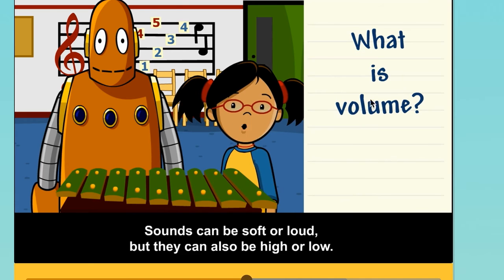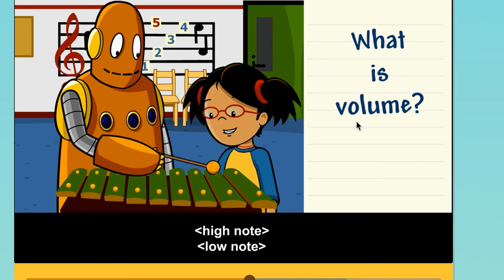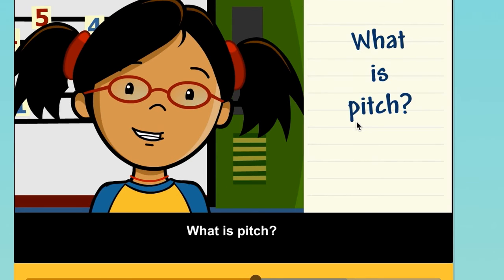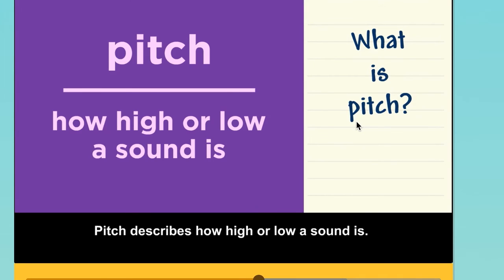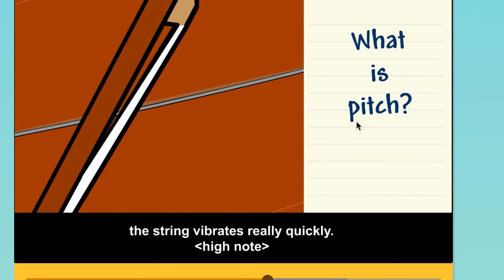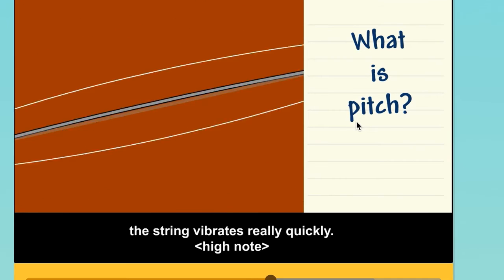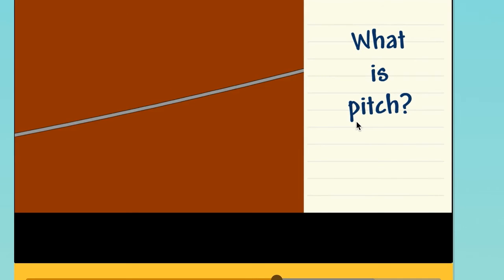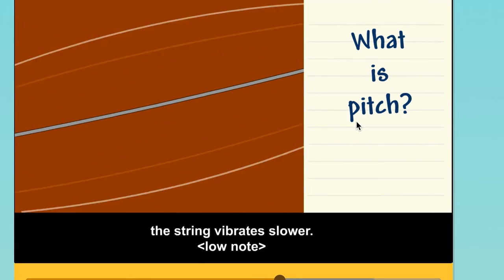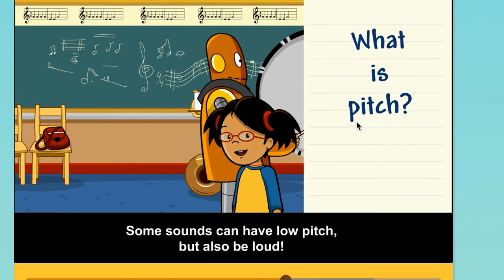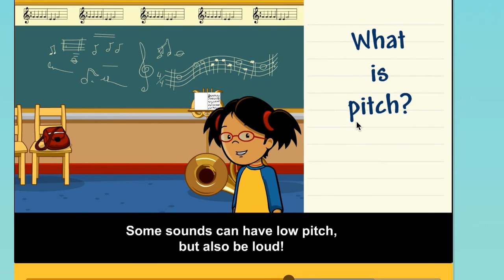So be high or low. What is pitch? Pitch describes how high or low a sound is. When you play a high note, the string vibrates really quickly. When you play a low note, the string vibrates slower. Some sounds can have low pitch, but also be loud.